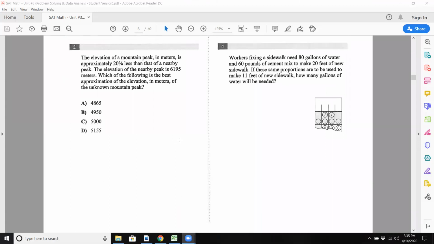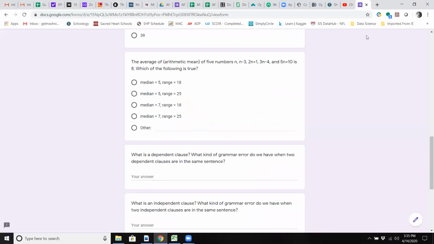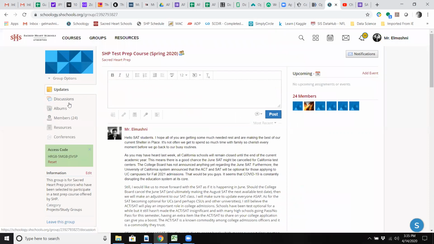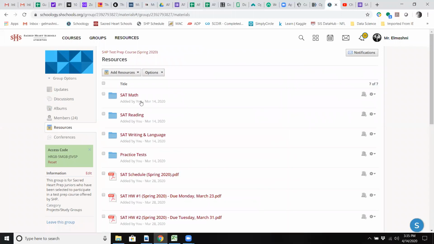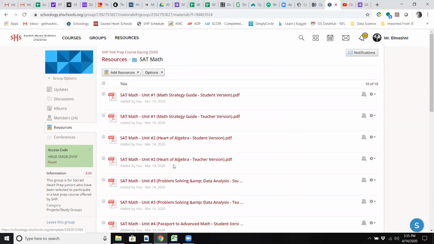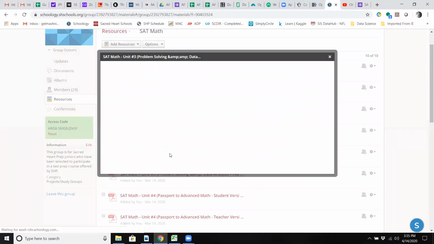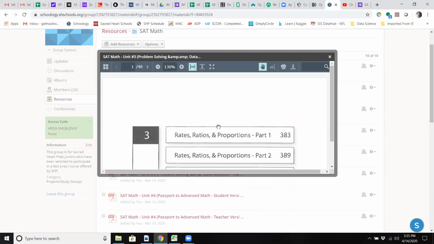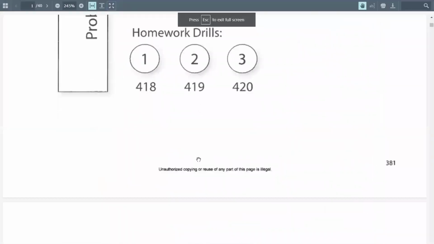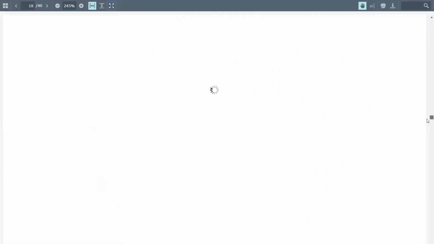So if you have this printed, great. If you don't, all you have to do is go to Schoology. Go to our group page for that, whichever one has access, and click on resources. Click on ST Math, and click on Unit 3 right here. It might take a little while to load. And obviously you're just going to scroll to page 388.